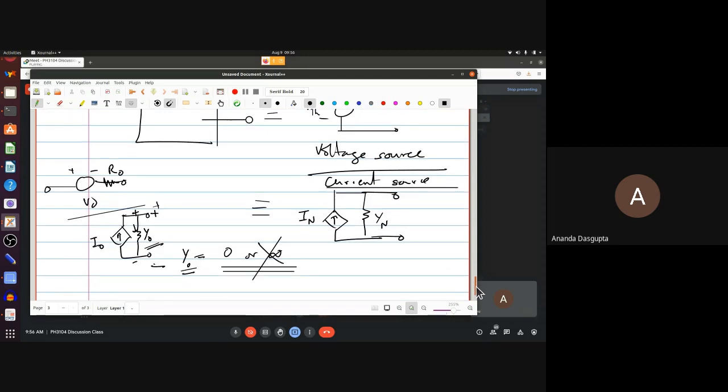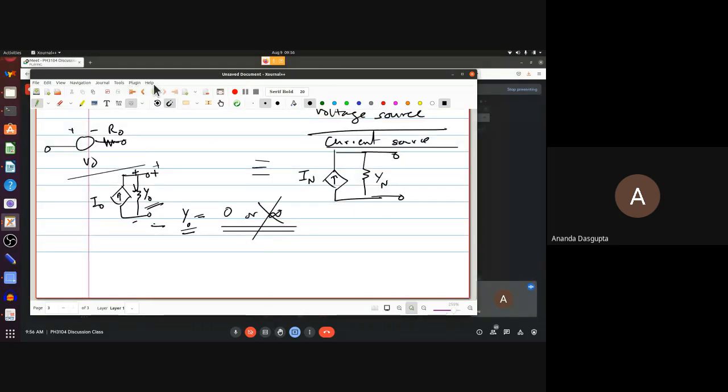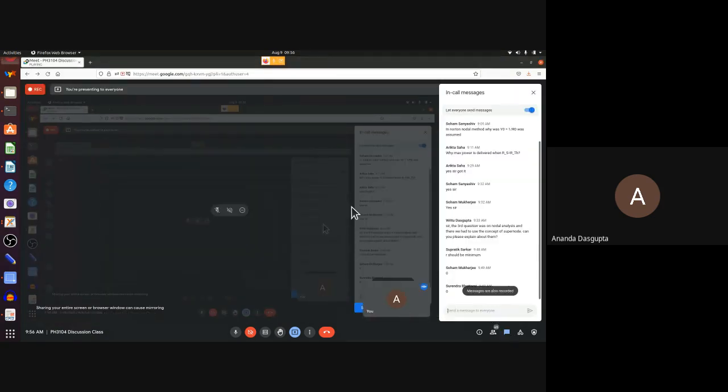Okay, having said that, I believe I've still not answered the original question. Soham, are you okay with the explanation, or do you need something else? Yes, I still didn't understand in the example. Why did you take y naught equals 1 by r naught? I mean, that's my question.